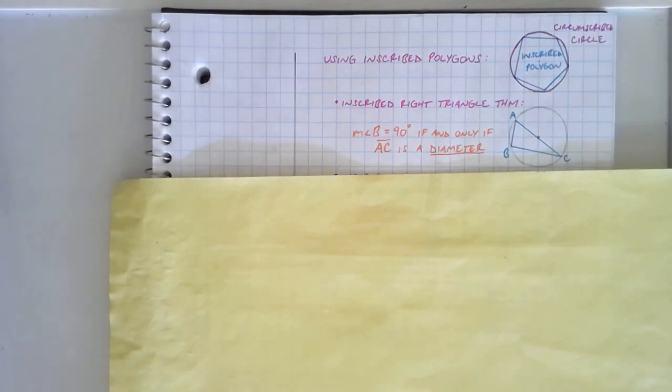All right, clip number 3 for section 4 notes, to conclude our section 4 notes on inscribed angles and polygons. In the previous 2 clips, we talked about inscribed angles, simply an angle whose vertex is on the circle. In this clip, we're going to be talking about inscribed polygons, something a little bit more complex.